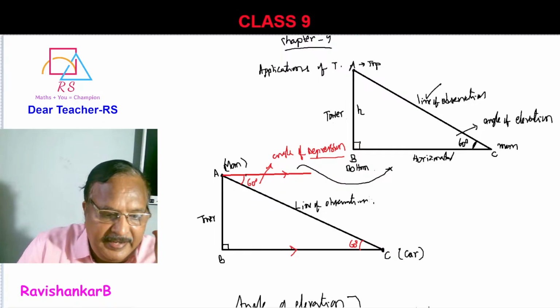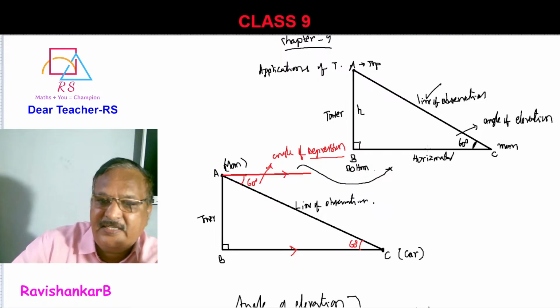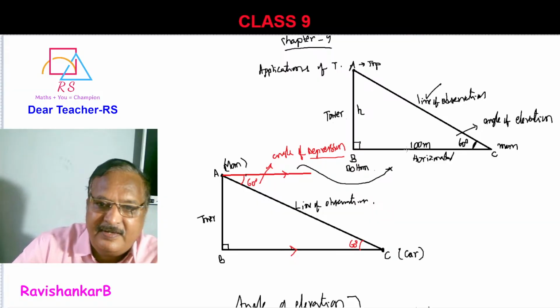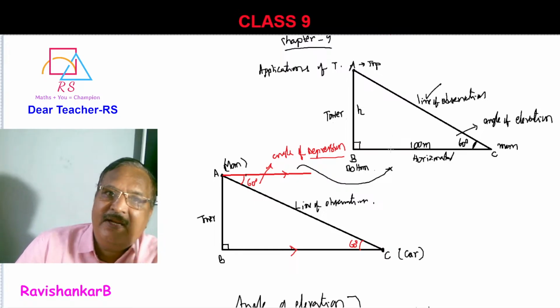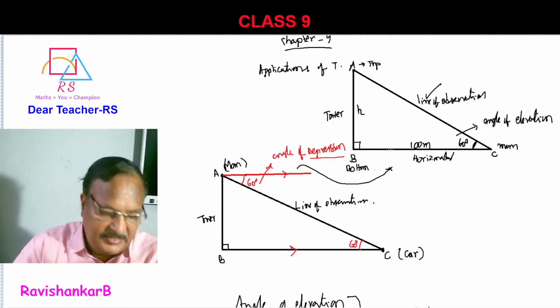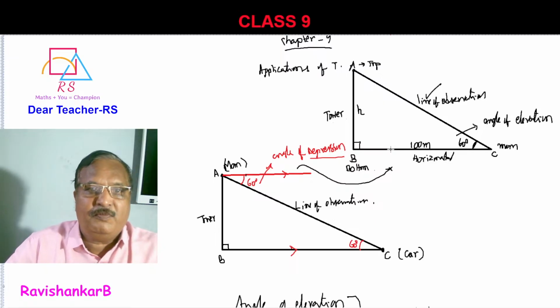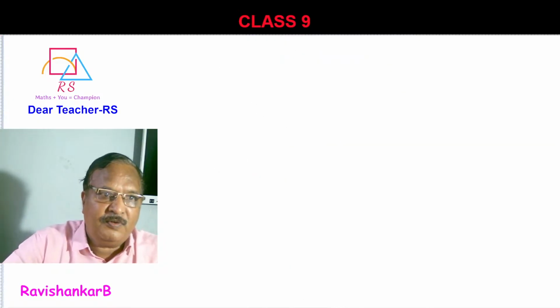And the remaining things are the same. Once you get the triangle and 60 degrees, you can easily find the height if this is 100 meters. Find the height of the tower. So one side must be given. Any one of the three sides must be given, and you can find the other two sides. Now I will give you the same concept in a simpler form.